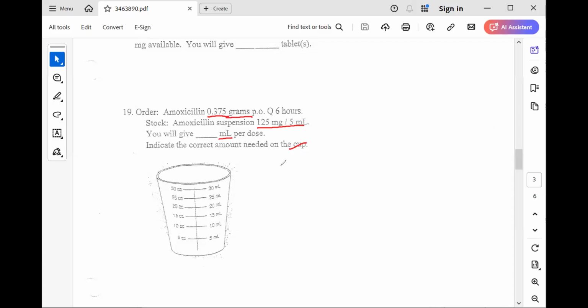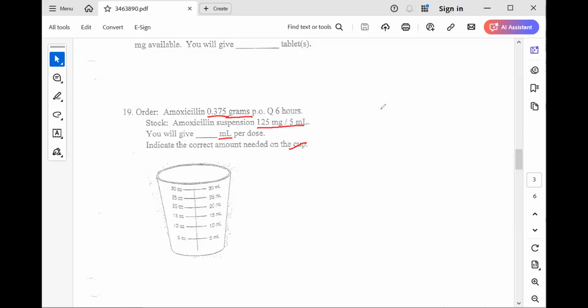Okay. So when we see those pieces of information, then you need to make sure you're doing all the steps. The other thing that I think is helpful, if they ask you to mark the cup, you can almost guarantee that your answer is already listed on the cup. So we just need to find out what that is.